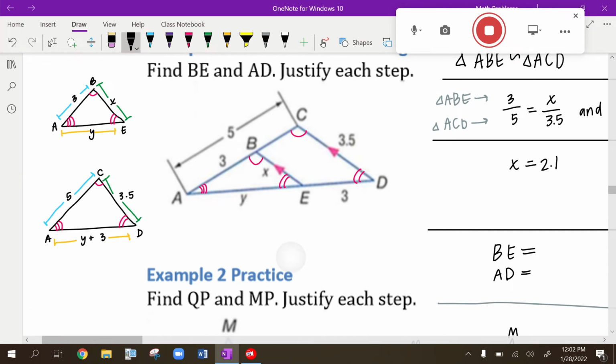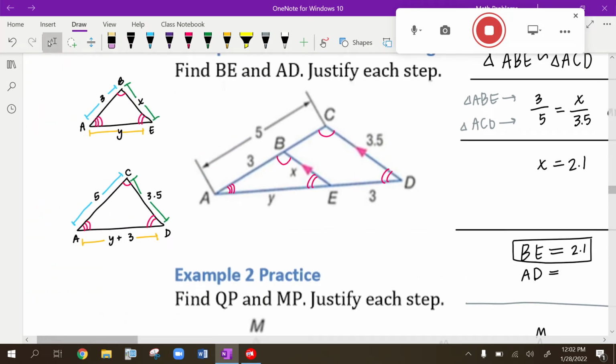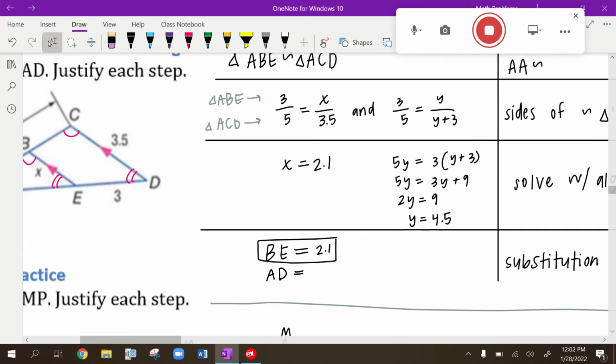Notice side BE is just equal to x, so BE is 2.1, and side AD is equal to y plus 3, so we have to take 4.5 plus 3, so AD is 7.5.